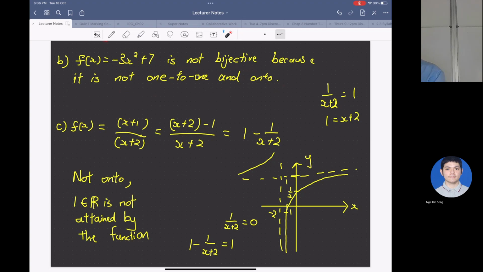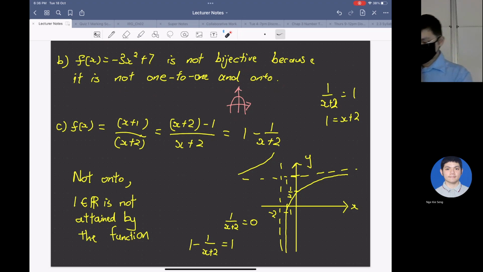Because this, you realize that this is some shift of x squared. So you take the x squared, right? X squared is like this. And then you take the minus, so it flips down. Okay. And then 3 meaning the gradient increases, becomes greater. And then plus 7, the whole thing shifts up 7.